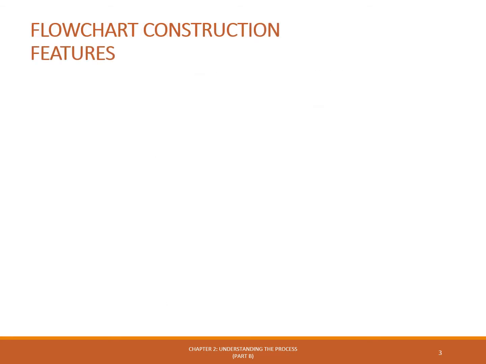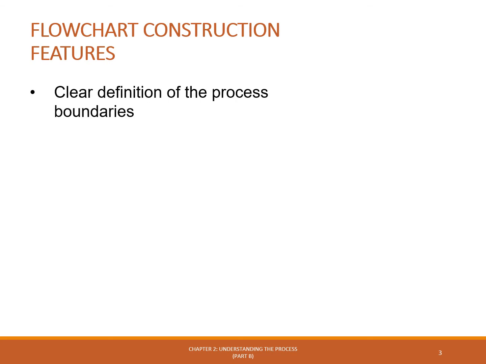Now, we are going to point out some relevant flowchart features that we must be able to recognize before constructing them. First, we need to make sure that the beginning, the end, and all other boundaries of the process are clearly understood before we start flowcharting. And this will be relatively easy once all outputs and customers, inputs, and suppliers are clearly identified.